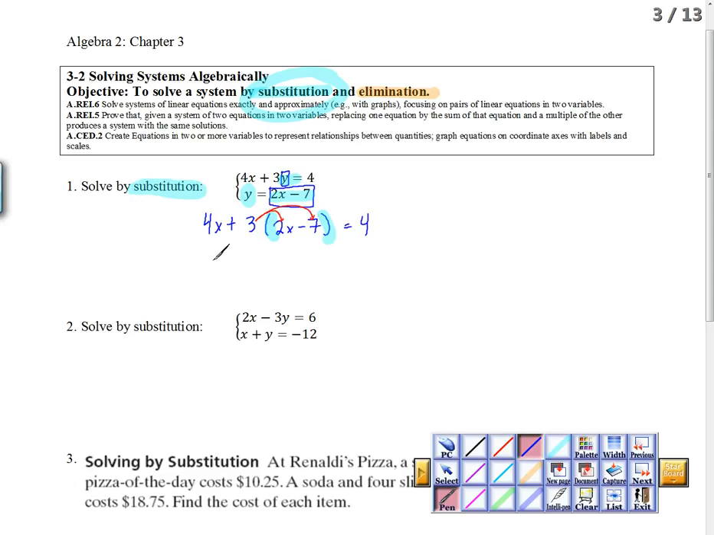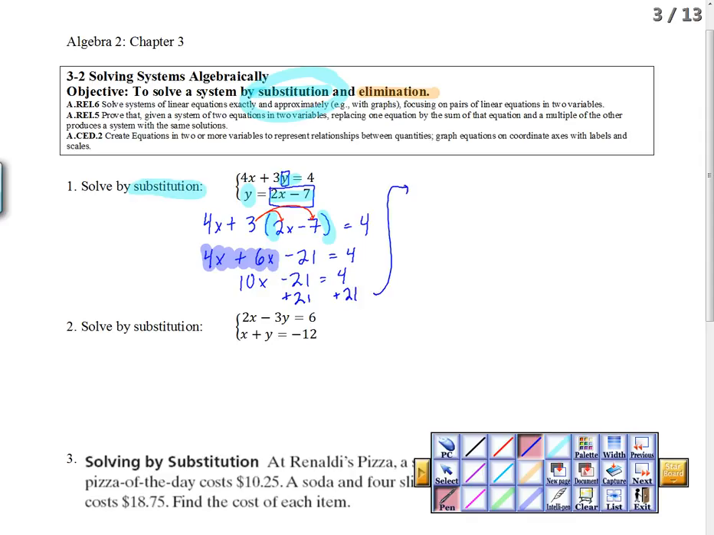And my equation now is 4x plus 3 times 2x would give me 6x, and 3 times a negative 7 is a minus 21, equals 4. And now from here, I have only one variable, x, so I'm going to solve and find what x is. Combining like terms, 4x and 6x, since they are on the same side of the equal sign, I'm literally just going to add them to get my 10x minus 21 equals 4. Then from there, add 21 to both sides.